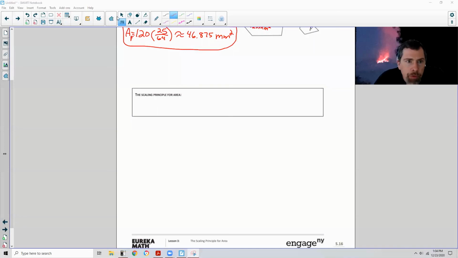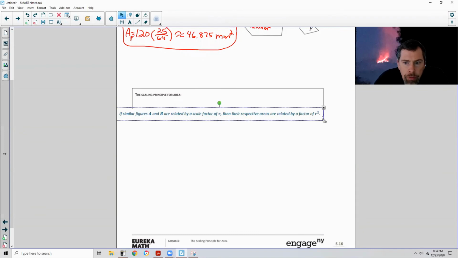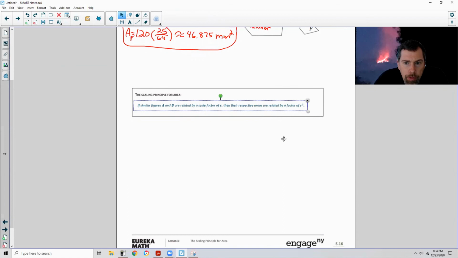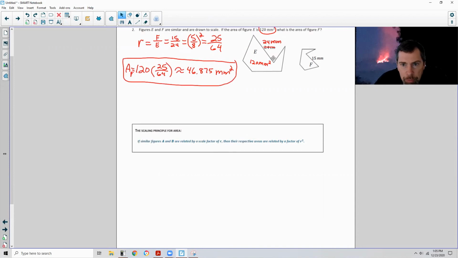Okay, the scaling principle for area is if similar figures A and B are related by a scale factor of R, then their respective areas are related by a scale factor of R squared. So this is a scaling principle for all areas, is basically what we're leading up to. So we started with triangles, then we did polygons. Well, this is still a polygon, so would it work for a circle?